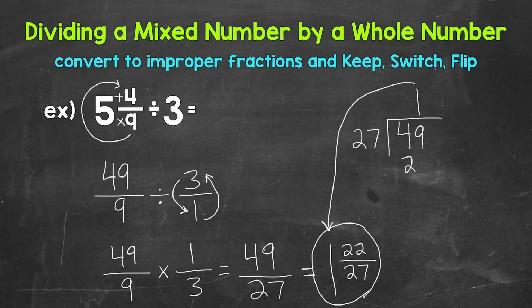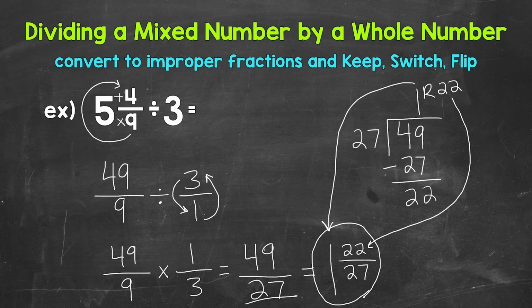1 times 27 is 27. Subtract. So 49 minus 27. 9 minus 7 is 2. 4 minus 2 is 2 as well. So we get a remainder of 22. That is the numerator of the fractional part of the mixed number. And then we keep the denominator of 27 the same. So 1 and 22/27. So there's how to divide a mixed number by a whole number.